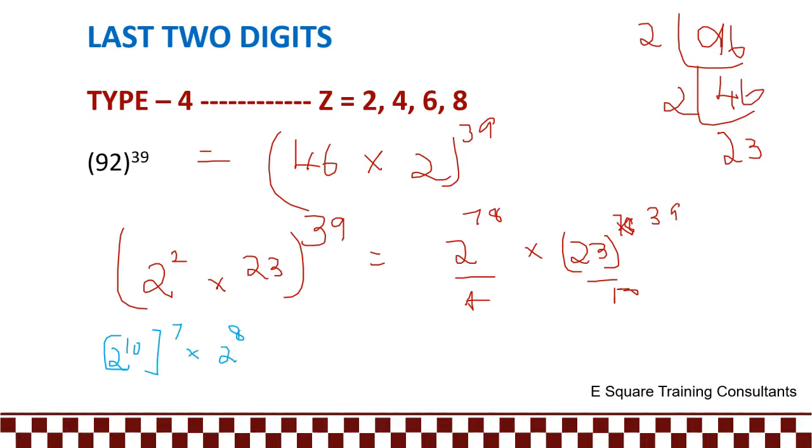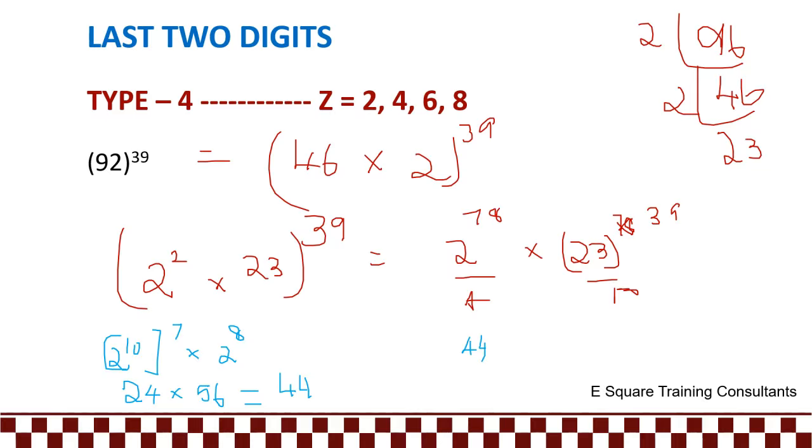So 2 power 10 is 24. 24 to the power odd number is just 24 again. So 24 into 2 power 8. So we know 2 power 8 is 256. I am only going to take the last two digits, which is 56. So 24 into 56 is going to give us 44 as the last two digits. So the value of A will be just 44.